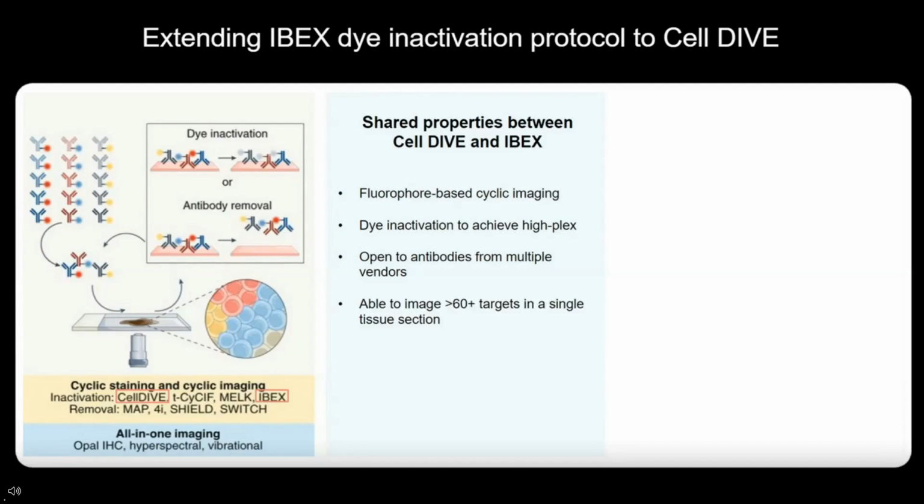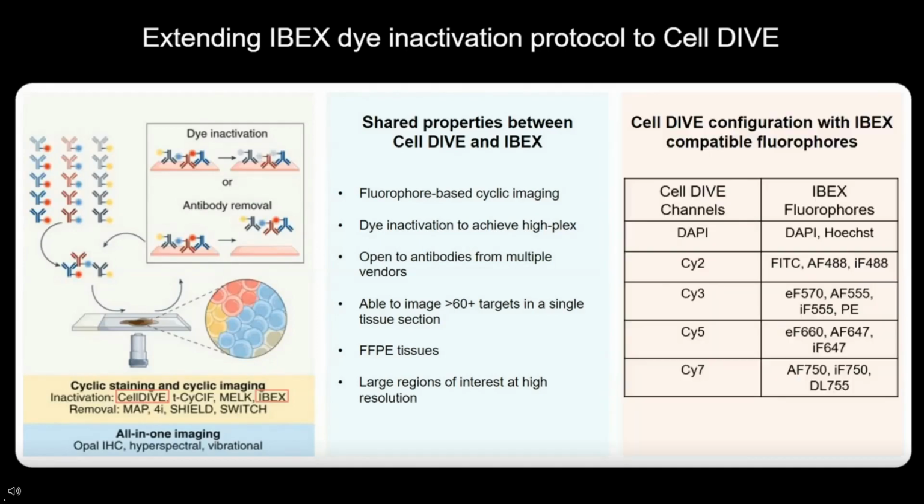And then we also need to image many dozens of markers in a single tissue section. So I've shown that to you before, and that's why these technologies are attractive. Working with FFPE tissues to be clinically relevant, of course, and then capturing those large regions of interest at high resolution. And so on the right is showing you the CellDive channels that are afforded on the instrument, and then the fluorophores that we can use that we've benchmarked for Ibex. So we can see that this is easy to plug and play, and I want to thank the people, Melinda, Michael, Rick, and Prachi, for their help in integrating the CellDive and Ibex.